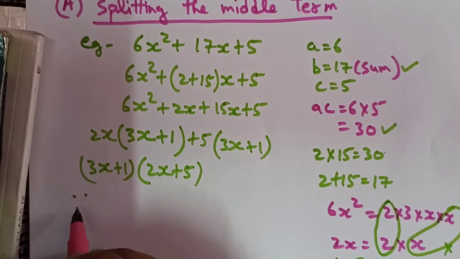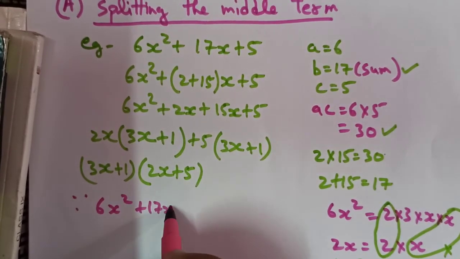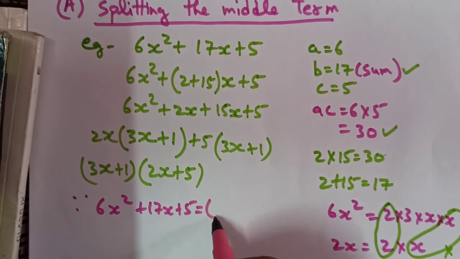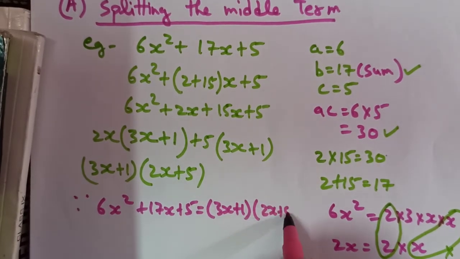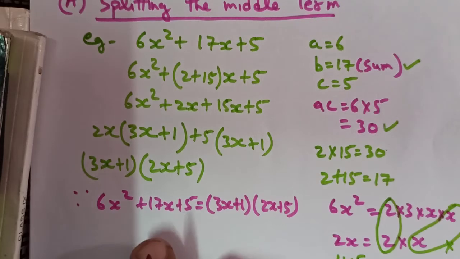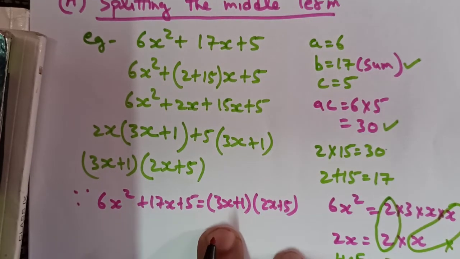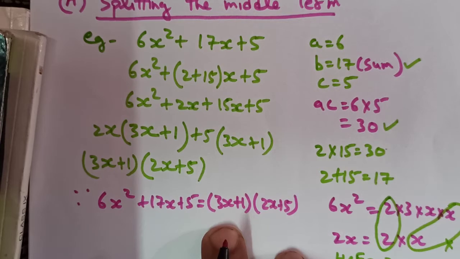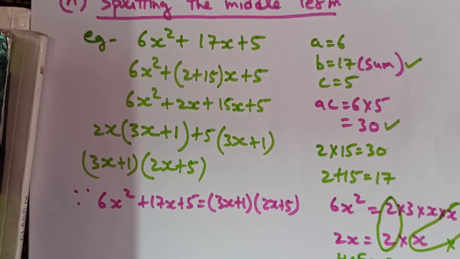So therefore we can write 6x square plus 17x plus 5 as 3x plus 1 into 2x plus 5. So we have expressed 6x square plus 17x plus 5 as the product of 3x plus 1 and 2x plus 5. So these are the two factors of the given quadratic polynomial. So this method is called the splitting the middle term method.